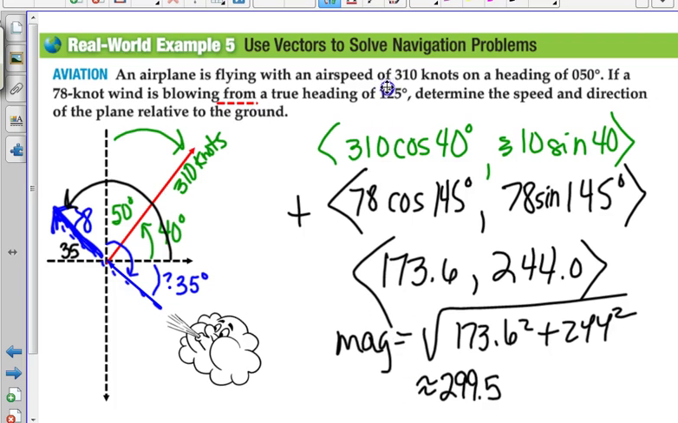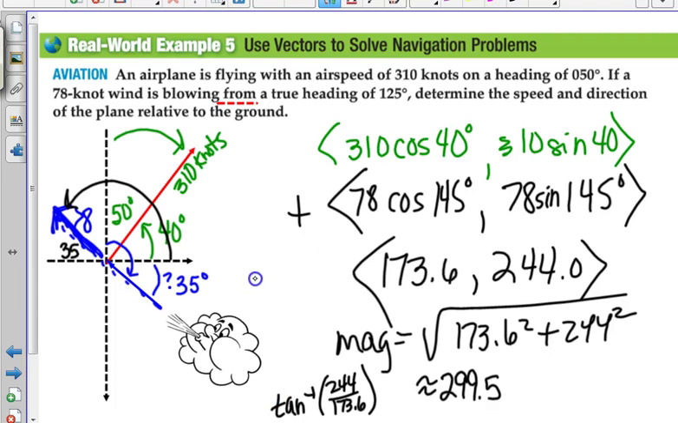Okay. Does it make sense, guys, that this plane thinks it's flying 300, but because of the way the wind is pushing against it, it would slow the plane down a little bit? Okay. The direction. Second hardest part of the problem. First of all, just do inverse tangent here. Inverse tangent 244 divided by 173.6, because it's always y over x, yes? I got 54.6. Did someone else get that?